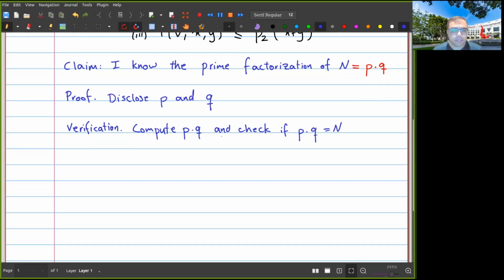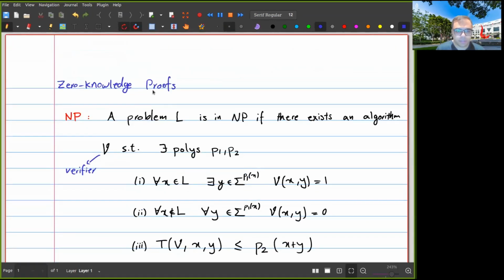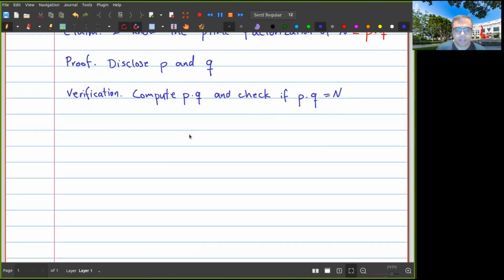But now the problem I have, and the main topic of this session, is that I want to prove something to you, but I don't want to disclose any information. And this is what we call a zero knowledge proof. So this is my problem.